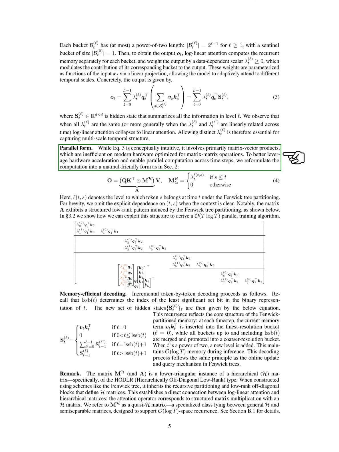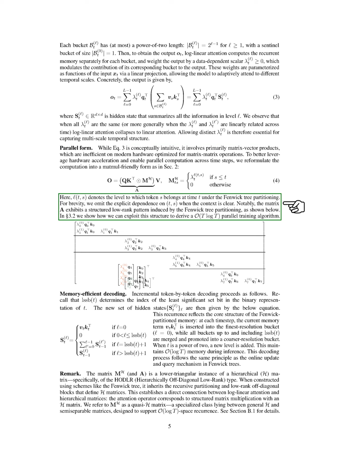Section: Parallel Form. In this section, we discuss the parallel form of our computations. While the original equation is conceptually clear, it mainly involves matrix-vector products, which are not efficient on modern hardware that is optimized for matrix-matrix operations. To take advantage of hardware acceleration and allow for parallel computation across time steps, we reformulate the computation into a form that is more compatible with matrix multiplication.